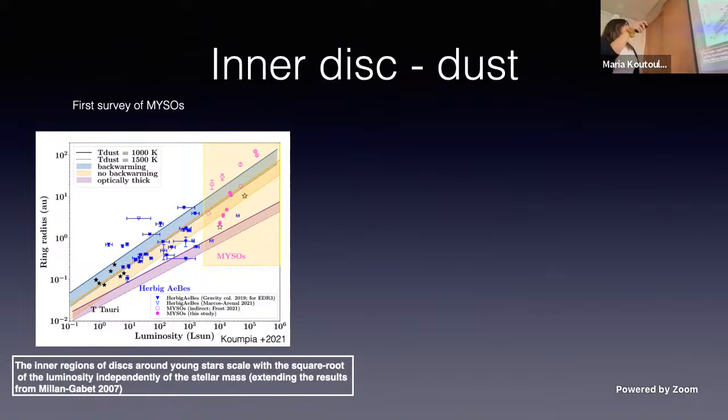This is the first time that we can actually see this trend, and it also shows that the inner region of the disk scales with the square root of the luminosity, independently of the stellar mass. That was really nice to see, because until recently we could only have that information for this part of the evolution, but not for the higher mass stars. Of course, this is only a sample of 6, and we really need to populate this area, which is what we're trying to do, but it was a nice result to see.